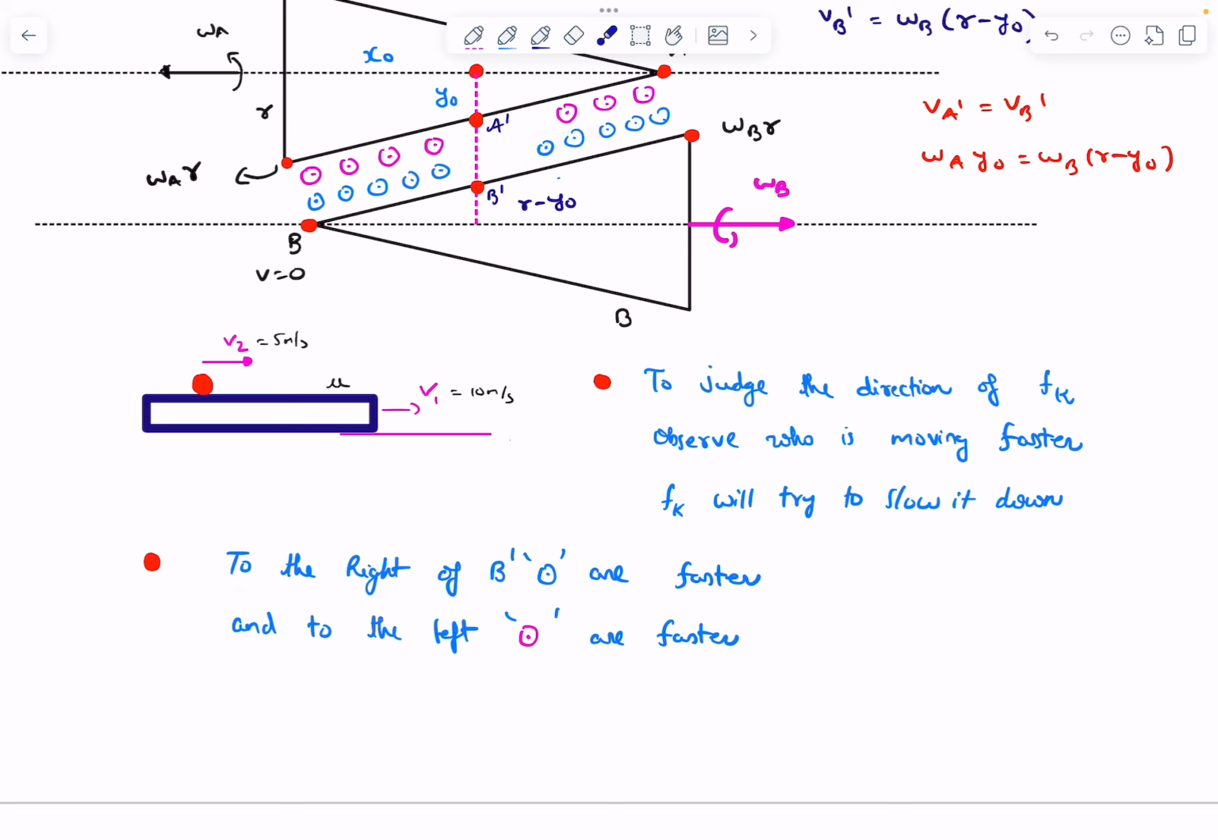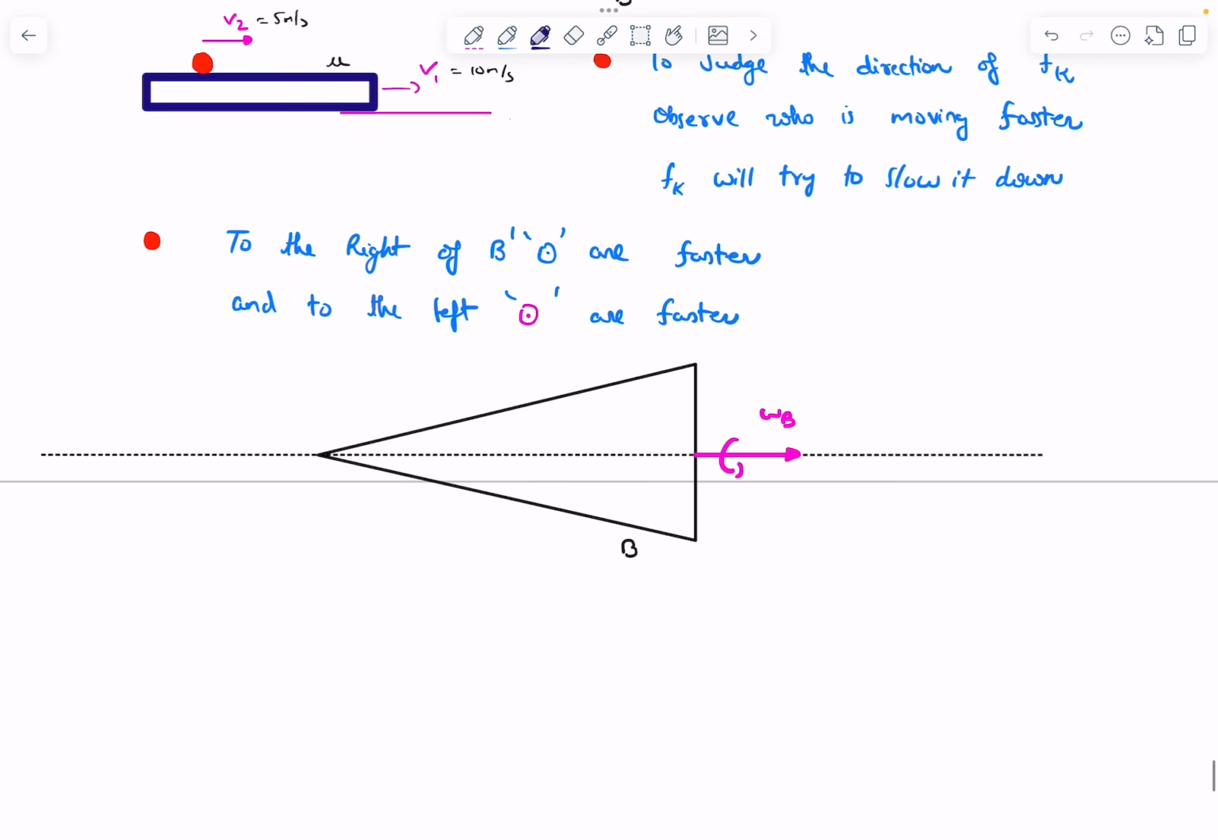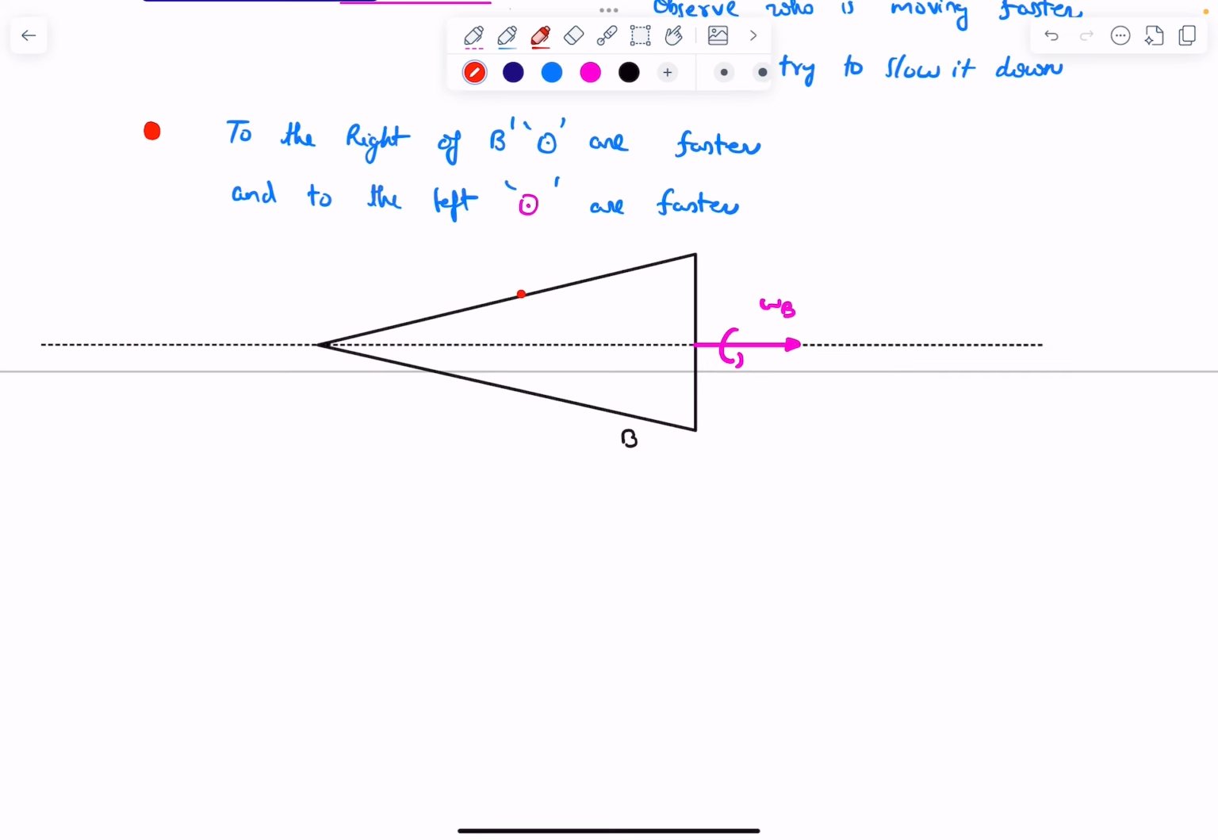Okay, so now let's try to draw the kinetic friction diagram for the lower cone. So this is the bottom cone over here. Now we're just going to mark the kinetic friction forces. Let's say this is that point B dash that we were earlier talking about. The x coordinate was x naught and the y coordinate was r minus y naught, right?